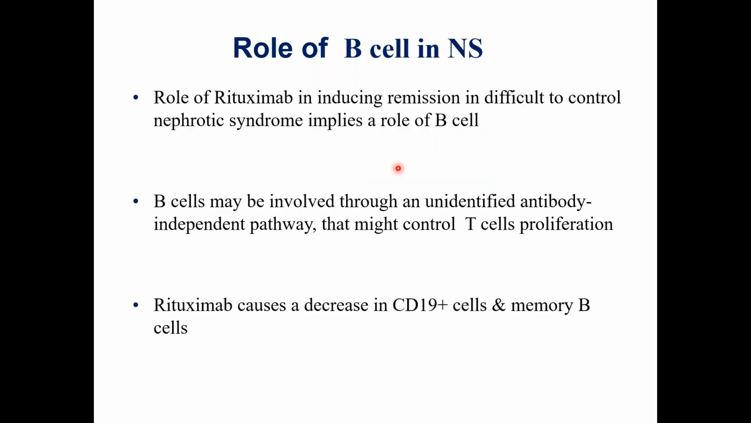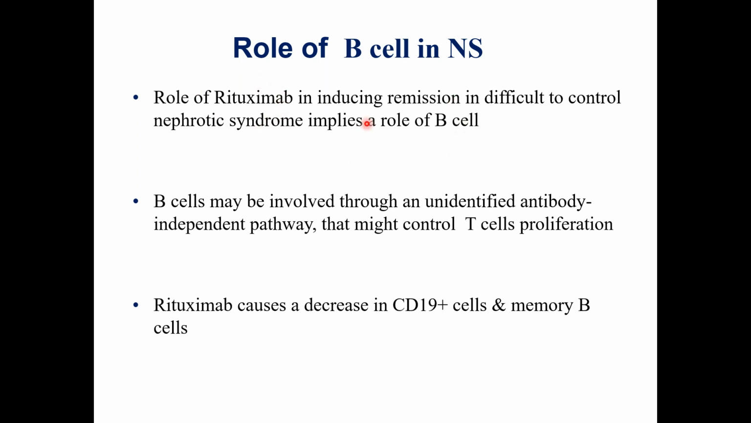Now, a word about the role of B cells in nephrotic syndrome. Well, till late, nephrotic syndrome was considered a T cell mediated disease only. But in the last few years, there have been many studies where a drug called rituximab, which is an anti-CD20 molecule, has been used in the treatment of membranous nephropathy, then even in treatment of FSGS, MCD, etc. And this is a drug which depletes your B cells.